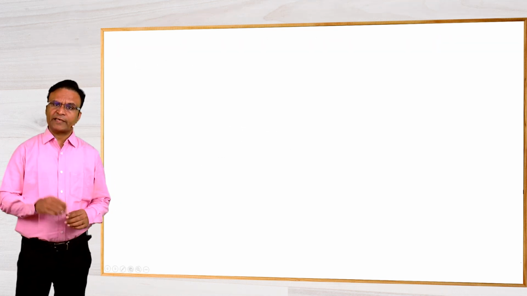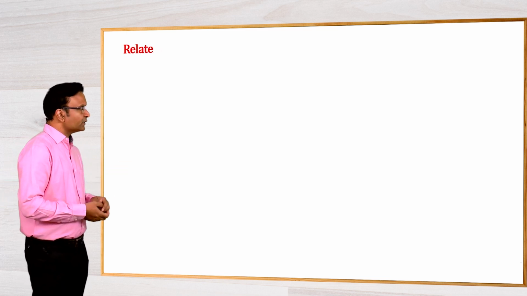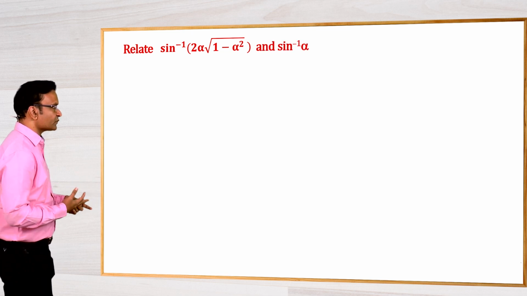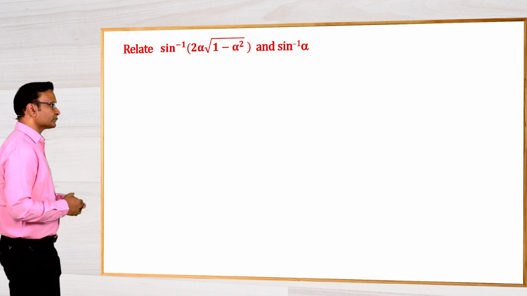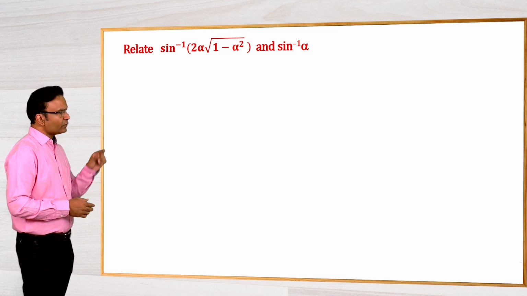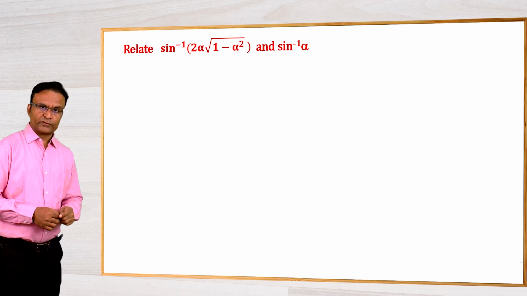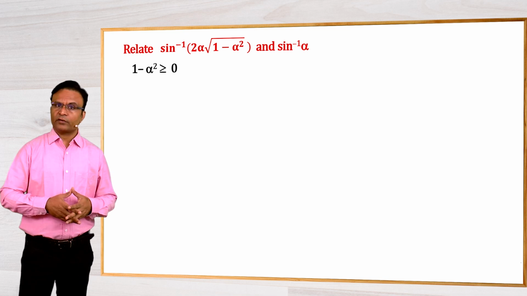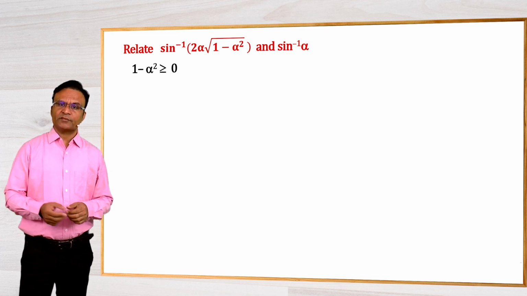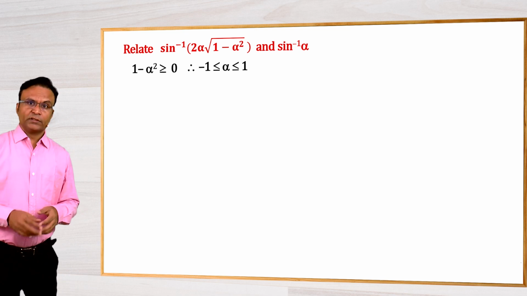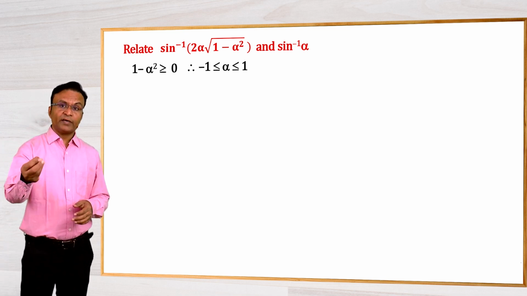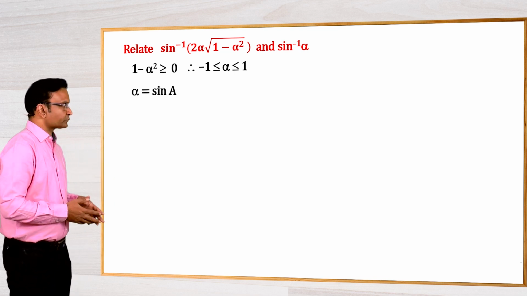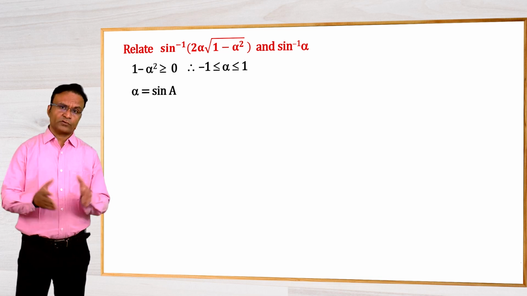Let's use the graph of sin inverse of sin x to relate these two values, sin inverse 2 alpha square root of 1 minus alpha square and sin inverse alpha. Now we have square root of 1 minus alpha square. This expression is defined when 1 minus alpha square is greater than or equal to 0, for which alpha lies between minus 1 to 1. This leads to trigonometric substitution alpha is equal to sin A, because the values of sin A also lie between minus 1 to 1.